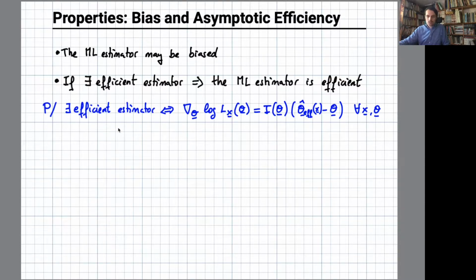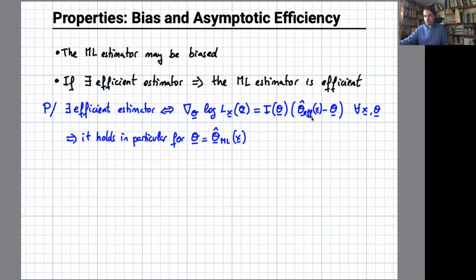Remember that under certain regularity conditions, an efficient estimator exists if and only if the gradient of the log likelihood function can be expressed as the Fisher information matrix times something that depends on x and not on theta, minus theta, right? So whenever we can factor this gradient in this way, whatever we put here will be the sought efficient estimator, right? And this must hold for all values of x and theta, right?